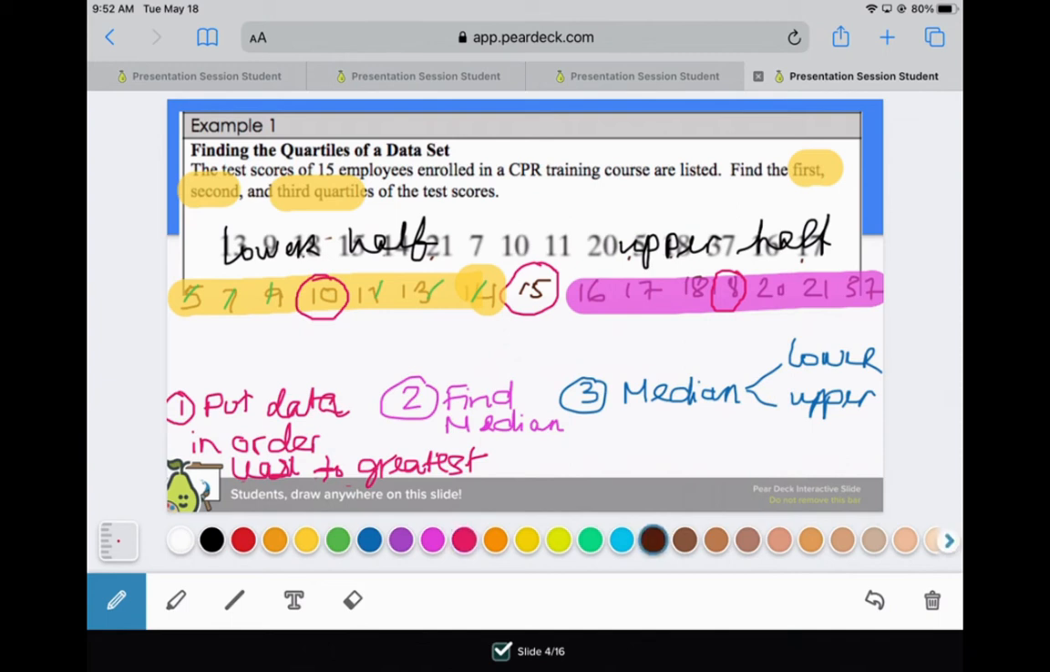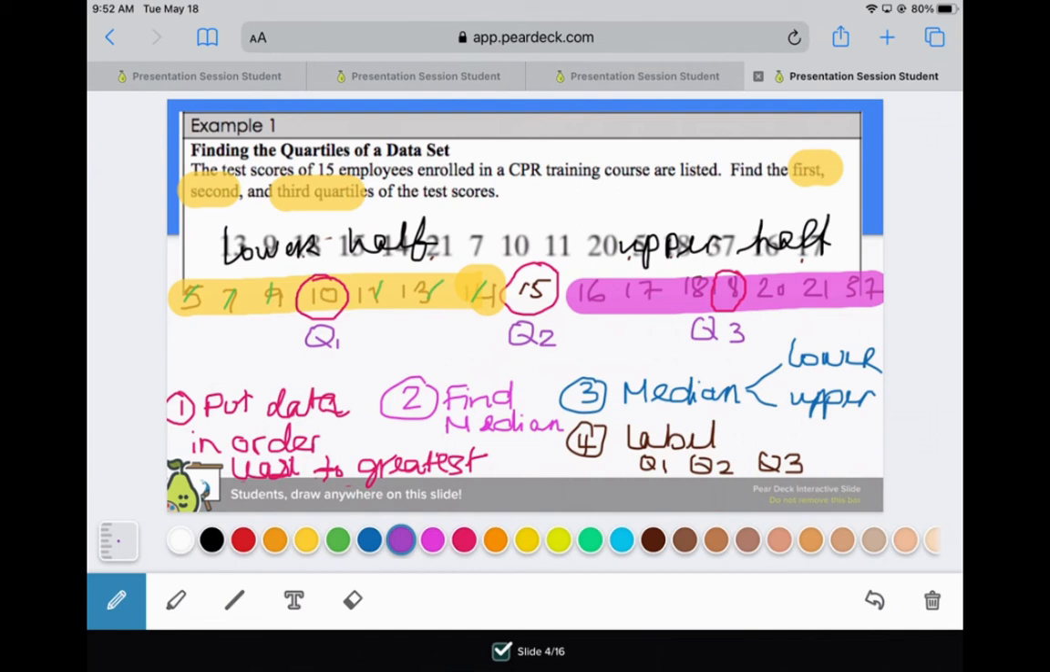The last step, I'm going to label Q1, Q2, and Q3. So all the medians that I circled, I just go in order and say this is quartile 1. The second median right here is quartile 2, and this one is quartile 3. So that's how I find the first, the second, and the third quartile.